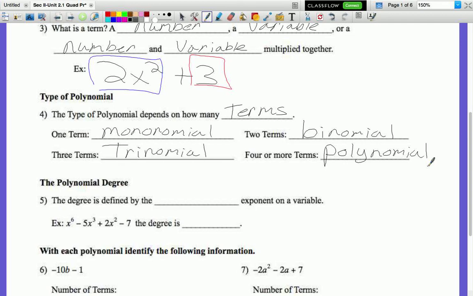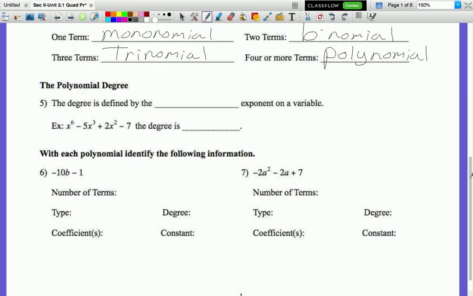Now, one of the last things we need to know is the degree, what a polynomial degree is. The polynomial degree is defined by the highest exponent on a variable. So for example, they give us x to the 6th minus 5x cubed plus 2x squared minus 7. The degree is the highest exponent. So we're looking for this right here. So the degree is 6.